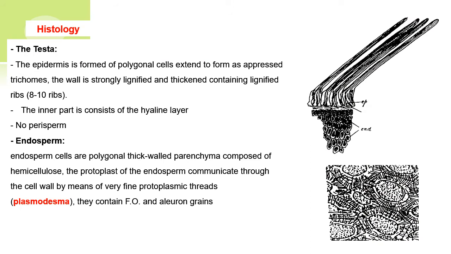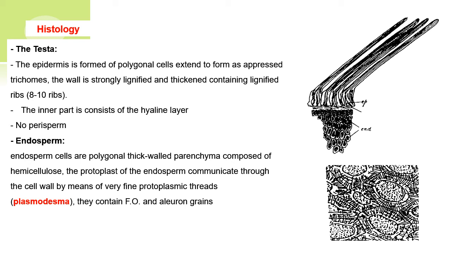Microscopically, the testa is formed of epidermal cells, which are polygonal, and each cell is extended into a non-glandular unicellular hair, strongly lignified and thickened with 8 to 10 ribs. The epidermal cell is also lignified. Following the epidermis, there is a hyaline or nutritive collapsed layer.